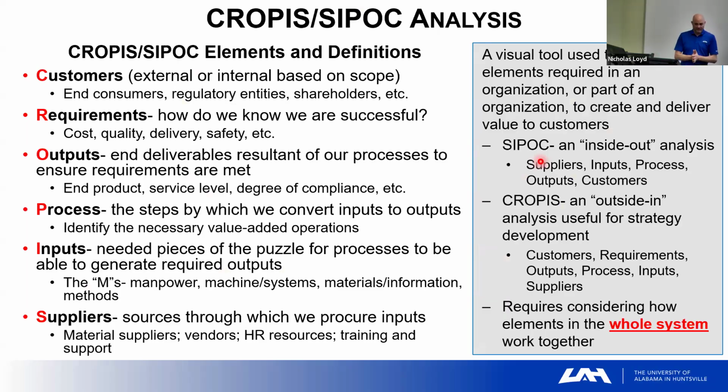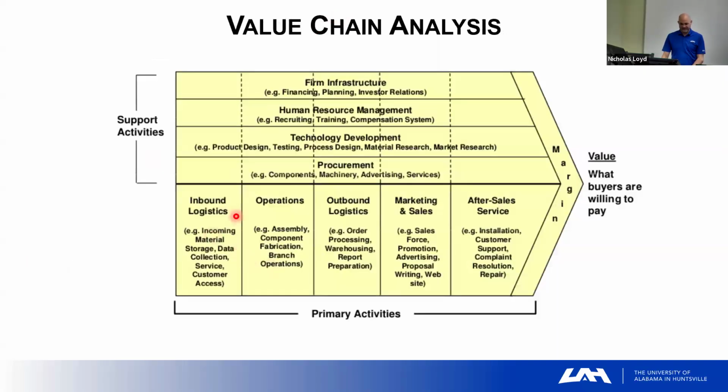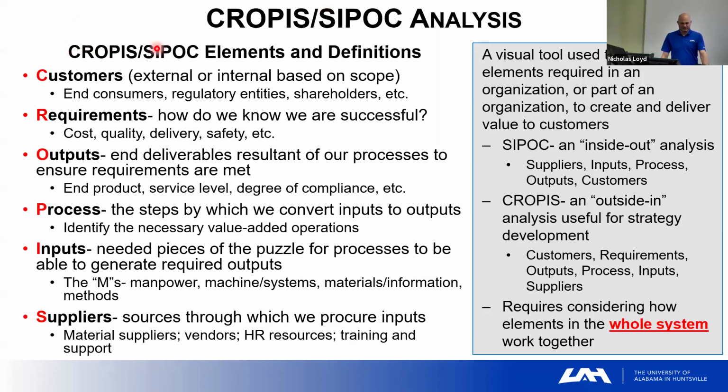And here's another way. I've seen this both ways, a SIPOC analysis or CROPUS analysis. SIPOC stands for suppliers, inputs, processes, outputs, customers. So it's very similar to the value chain, which is suppliers, inputs, processes, outputs. The CROPUS is just SIPOC backwards, starting with the customer. Yeah, it's really considering things in the same categories.